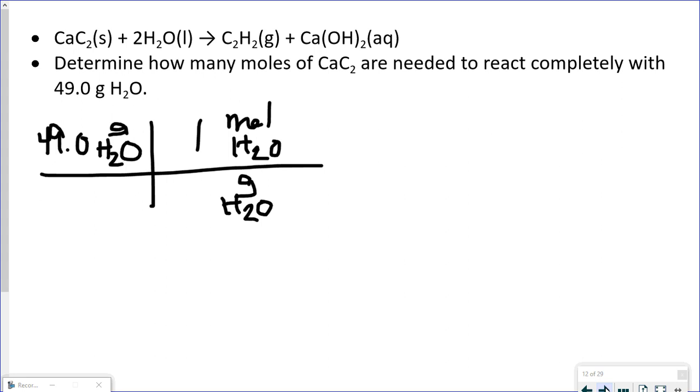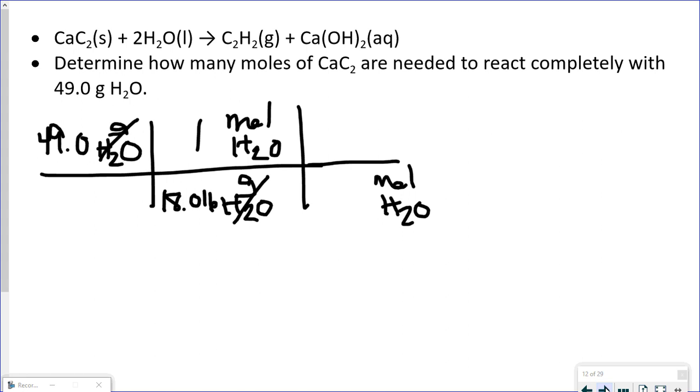Remember, grams per mole is molar mass. We have 2 hydrogens that are 1.008 apiece, and oxygen is 16. So the molar mass is 18.016. That cancels out grams of water, leaving us with moles. But we're looking for moles of calcium carbide, so we need to get rid of moles of water, so we'll put it on the bottom.